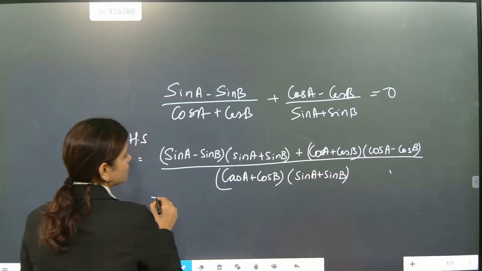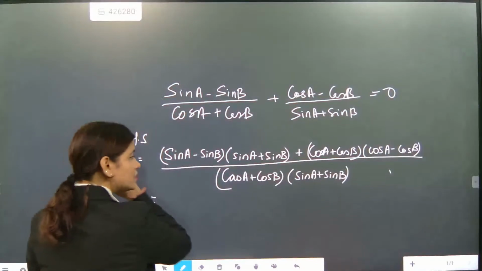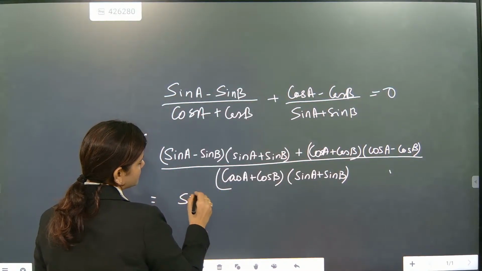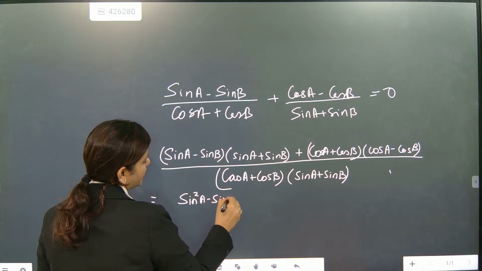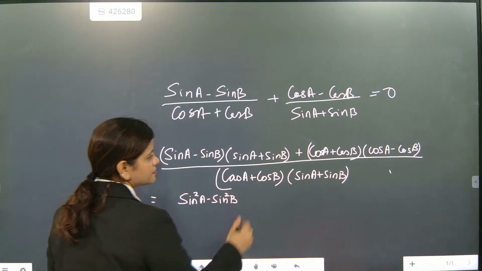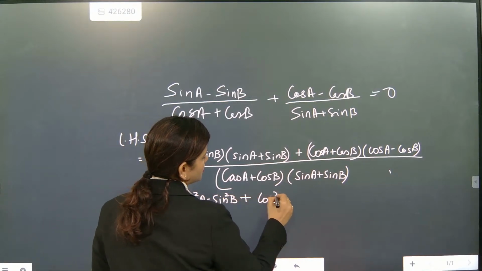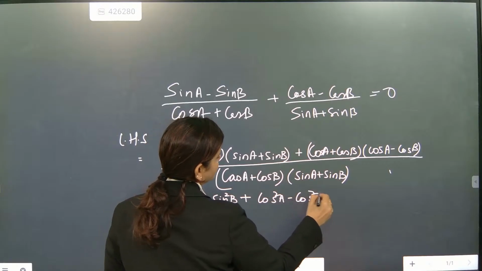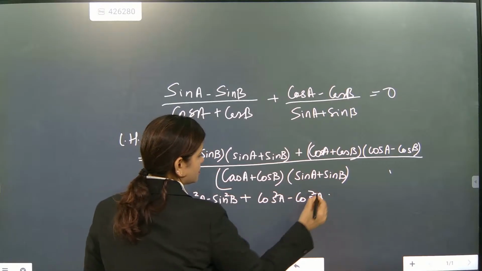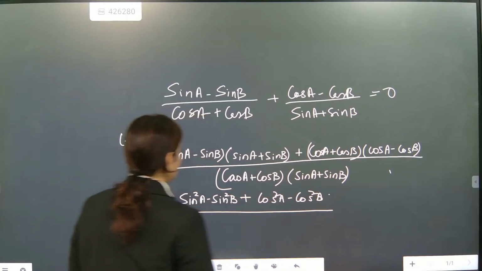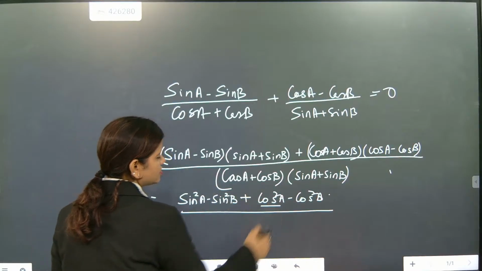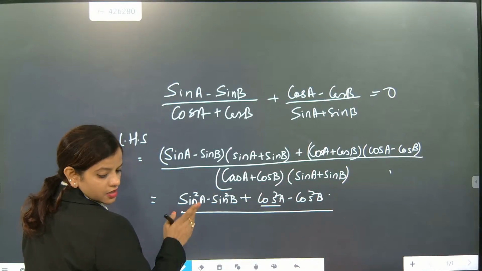Now beta, you need to convert. So it will become sin square A minus sin square B plus cos square A minus cos square B. Okay. So now we know that cos square A is complement of sin square A. We can write like that.